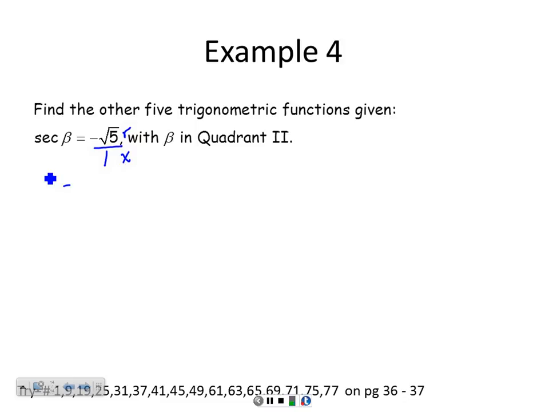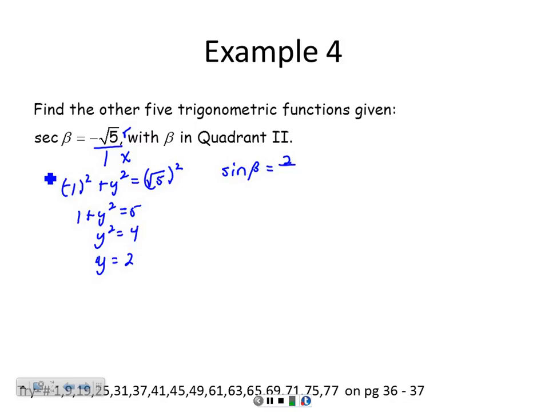Alright, so we'll have negative 1 squared plus y squared is equal to the square root of 5 squared. So we'll have 1 plus y squared is equal to 5. So we'll have y squared is equal to 4. And so y is equal to 2. Alright, so sine of beta. We're in quadrant 2, so that's going to be positive. Sine of beta is going to be y over r, so we're going to have 2 over the square root of 5, which is going to be 2 square roots of 5 over 5.